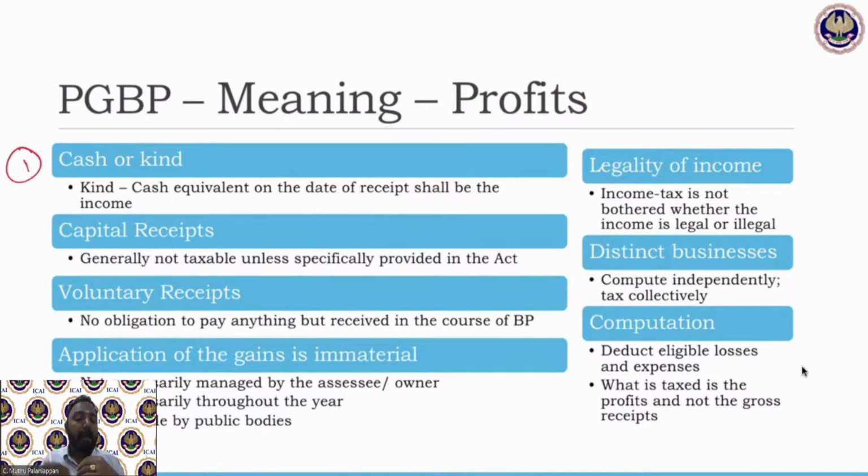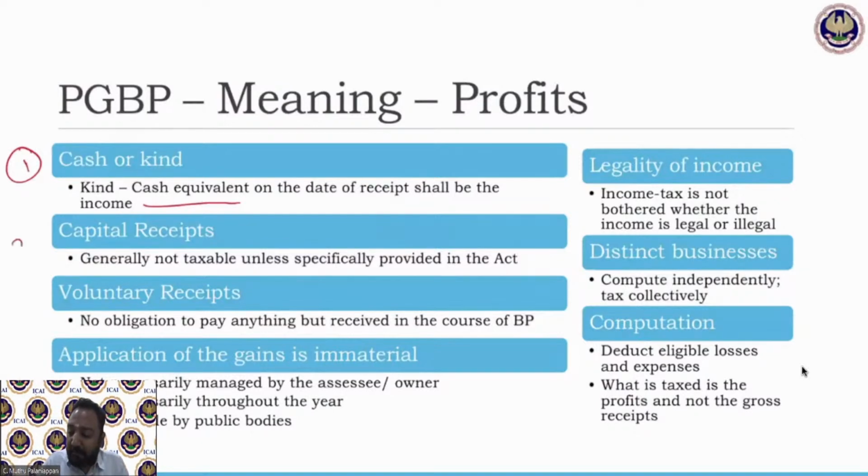For example, I am doing an audit service. Let's say the fees is 3 lakhs. Instead of giving me 3 lakhs, the client gives me something worth 3 lakhs. It is still my profit, it is still my gain, it is still my receipt. Why? Because it is in kind, which is equivalent to cash. So when you say kind, the cash equivalent on the date of receipt will be considered as your cash, so that will be considered as your receipt. So that's the first thing.